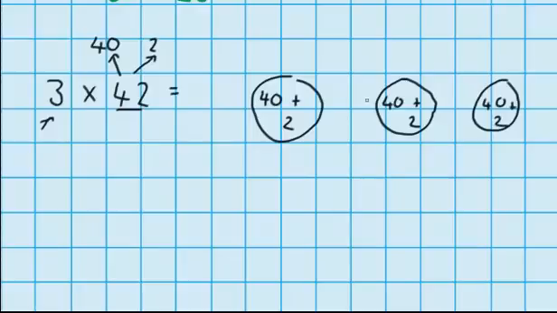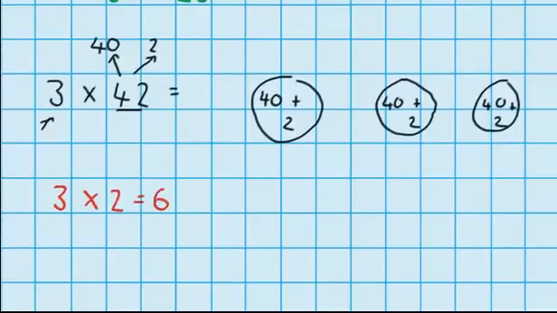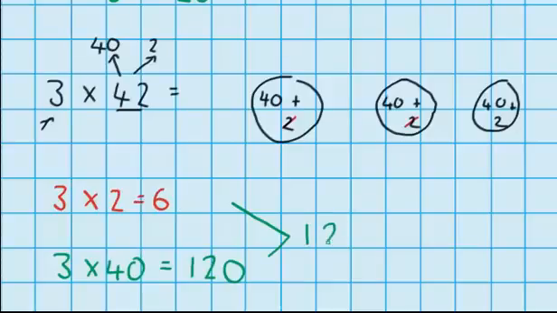And I'm going to start by working out how many 2s I've got. Well, I can see I've got 3 groups of 2, and 3 groups of 2 is 6. So I've worked out how many 2s there are. So now I need to work out how many 40s I've got. Well, I've got 3 groups of 40, and I know 3 groups of 40 is 120. And now if I add these two amounts together, 120 plus 6 is 126.